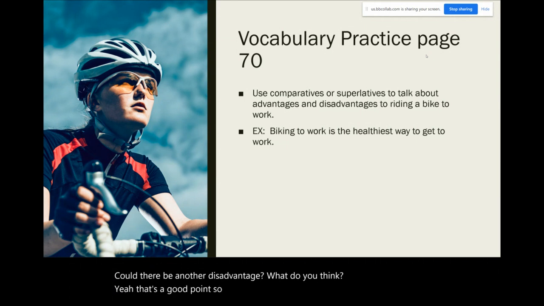So how can we say that? Let's think of an adjective like slow. Okay, riding a bike is the slower. No, it's the slowest. If I want a superlative adjective, slowest is the superlative. Is the slowest? Yeah. Okay, biking is the slowest transportation method. Good. That's good. Biking is the slowest, or we can use, like on my screen here, biking to work is the slowest way to get to work. Okay.